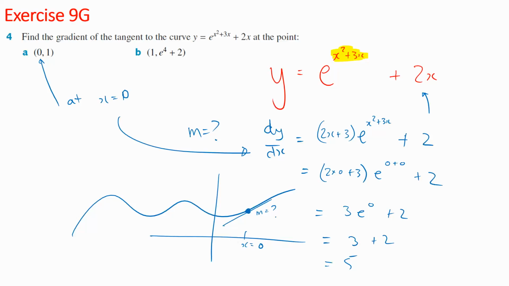Now, hands up if you got this correct. Hands up if you made a mistake with 3 e to the power of 0, writing it as 1. There's a difference when you write 3e to the power 0. Remember, it actually means 3 times e to the power of 0. And we know that e to the power of 0 is 1. That's why it's 3 times 1. So be careful with that.